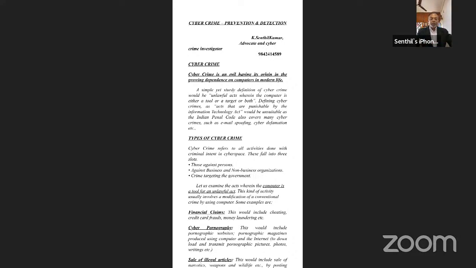Then intellectual property crimes. This includes software piracy, copyright infringement, trademark violations, theft of computer source code, etc. In one case, a software professional from Bangalore in India was booked for stealing the source code of a product being developed by his employers. He started his own company and allegedly used the stolen source code to launch a new software product.